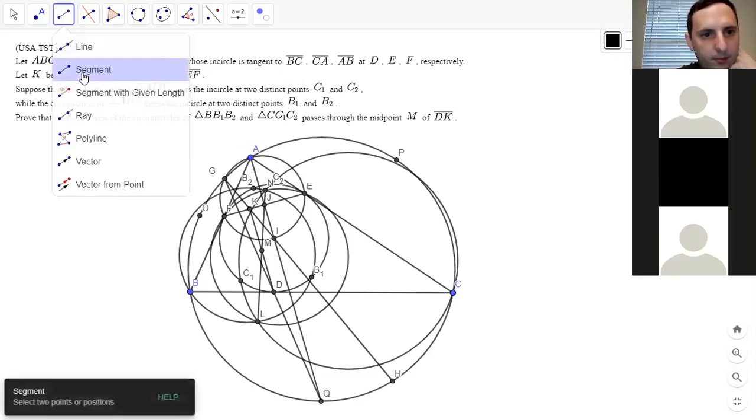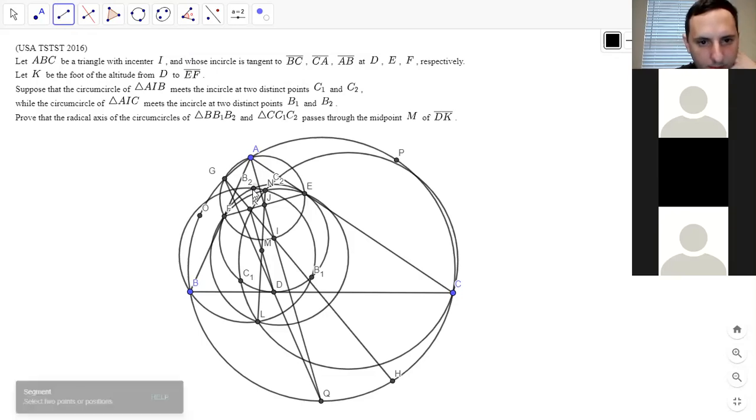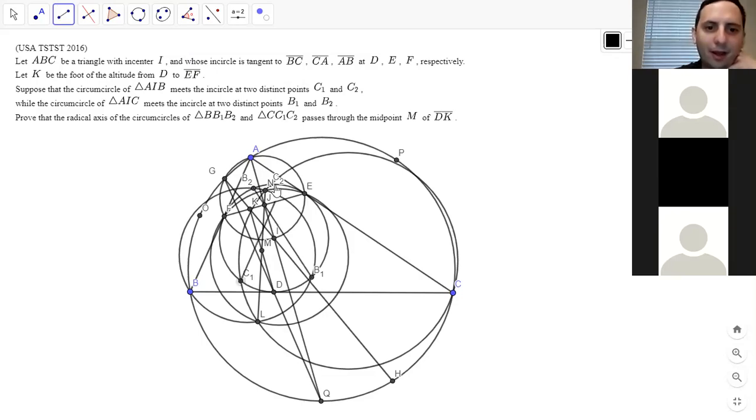It's a good point. Let's see. And oh, it looks like they concur on AI. We want to show they actually concur at point J. Okay, so we know that B1, B2, and C1, C2 concur at some point on AI, and we need to prove that that point is point J.